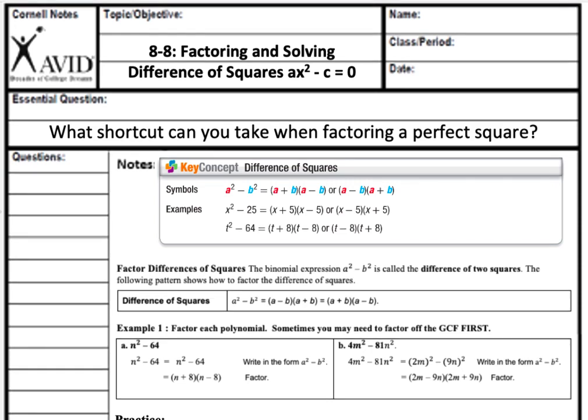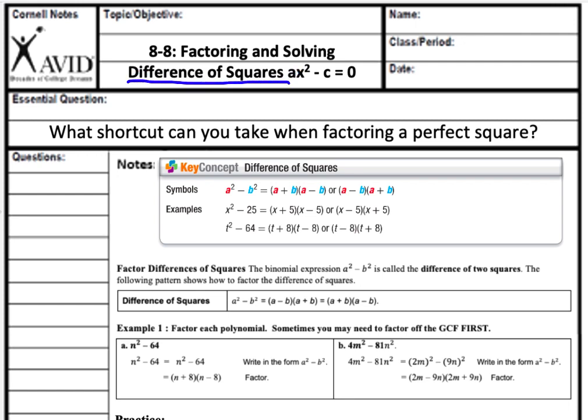Welcome to one of our last lessons in our factoring unit here. Now that we've learned how to factor in a variety of different ways, we're going to start to look at some of those special cases where we could maybe take some shortcuts, or where there's a quick way to get to a solution. So today we're going to focus on something called difference of squares.